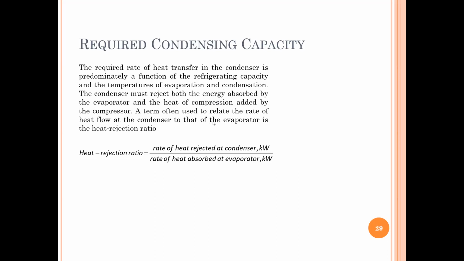A term often used to relate the rate of heat flow at the condenser to that of the evaporator is the heat rejection ratio. It is the ratio of rate of heat rejected at condenser divided by the rate of heat absorbed at the evaporator. Yan. Kaya ang tawag doon is heat rejection ratio. Ginagamit yun pag may mga sa nag-graphical yung ano mo, calculation.